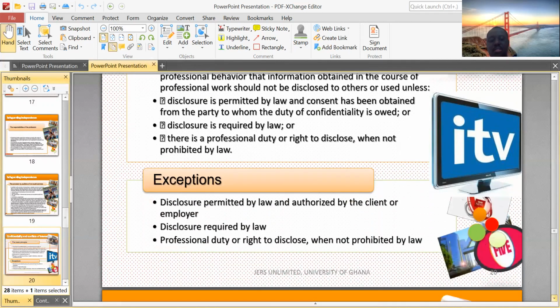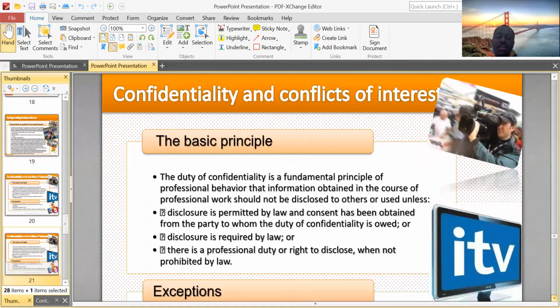Those are the exceptions. So the exceptions are that there's a disclosure that's permitted by law, or there's a disclosure that is required by law, or there's a professional duty to disclose. So client information is basically secret information, except for these factors. The onus is on the auditor to maintain that confidentiality. Very important.